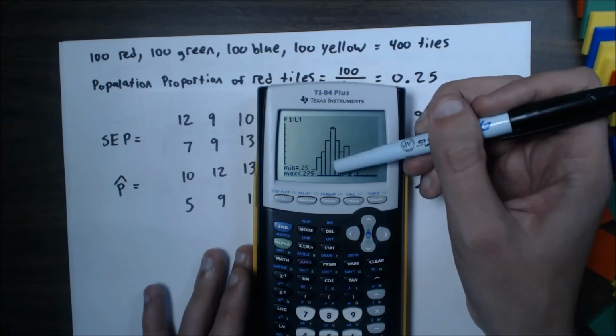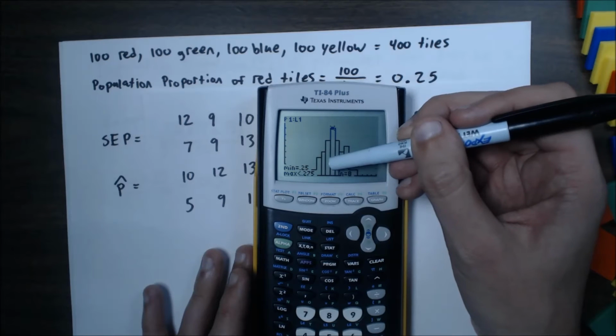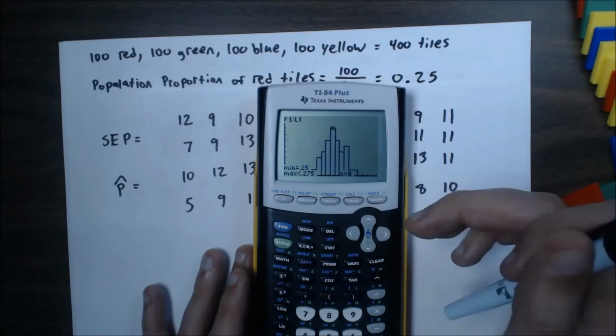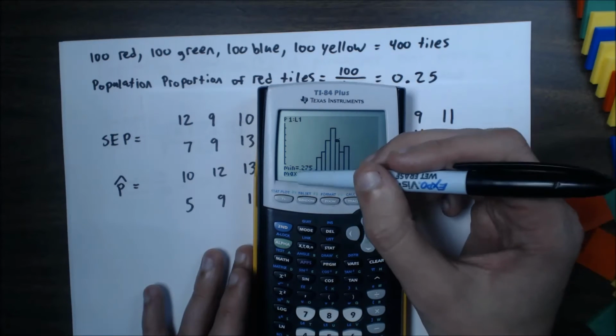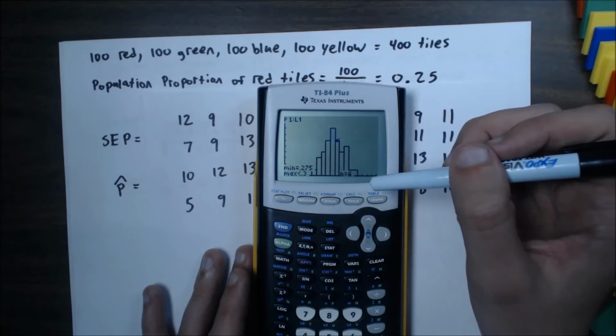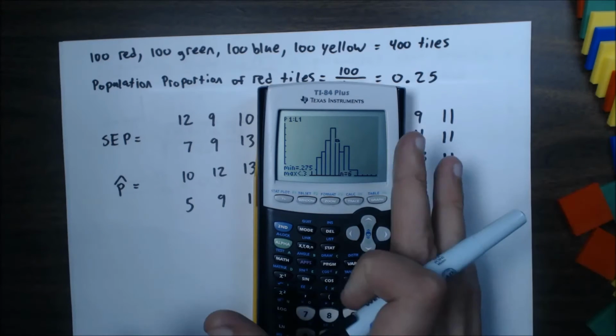So I had to do a histogram, but if I were to do a dot plot, you would have 8 dots stacked up at 0.25. If I go to the right, that's 0.275. There's 6 there. Okay, so that's how this works.